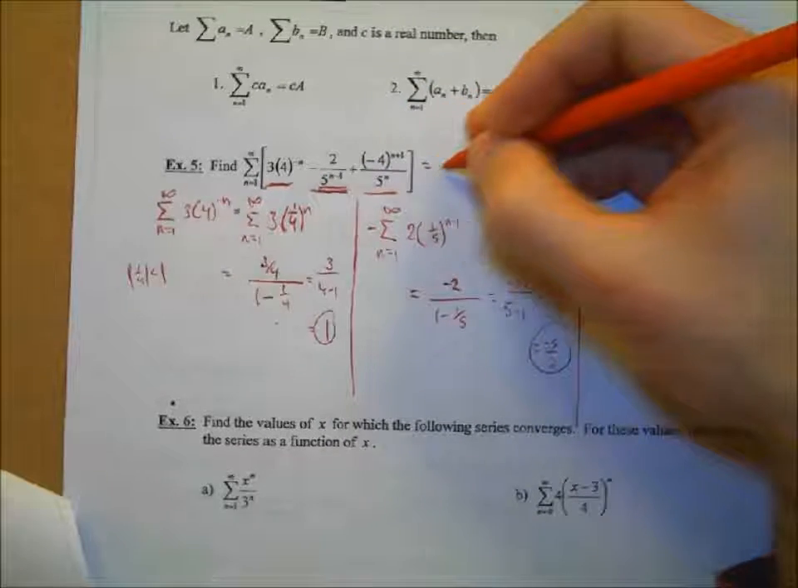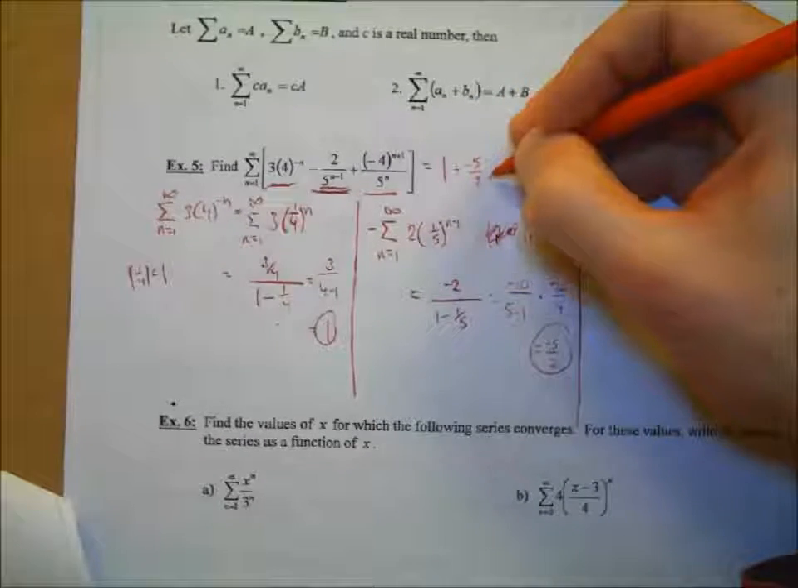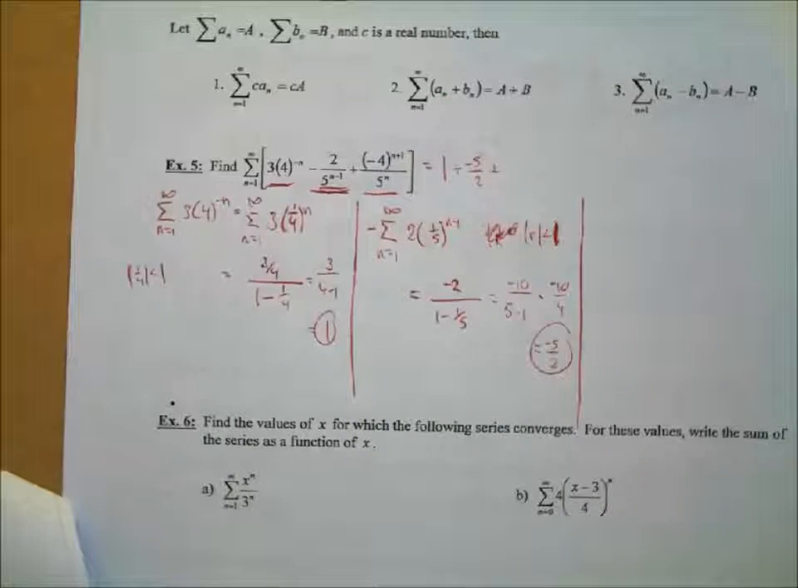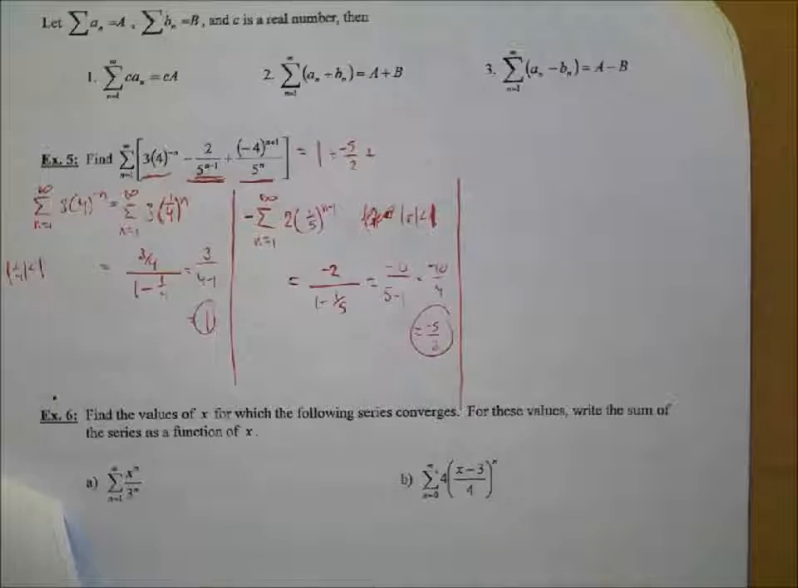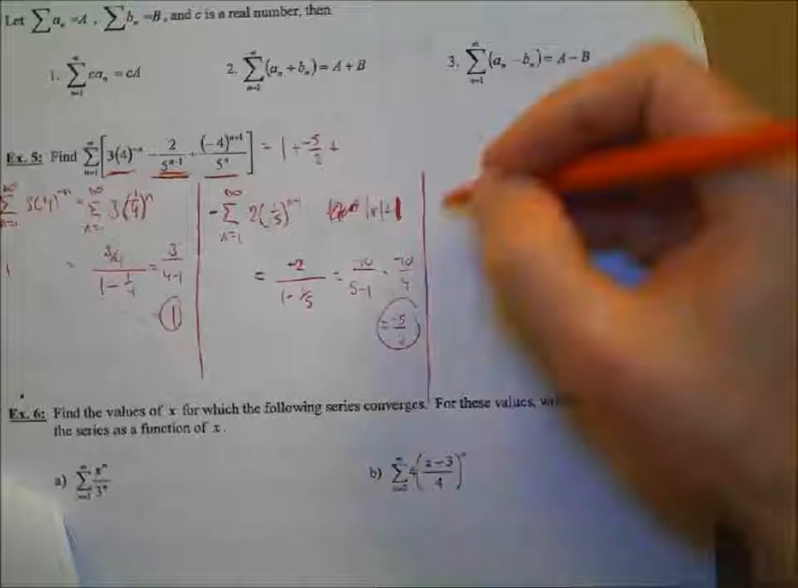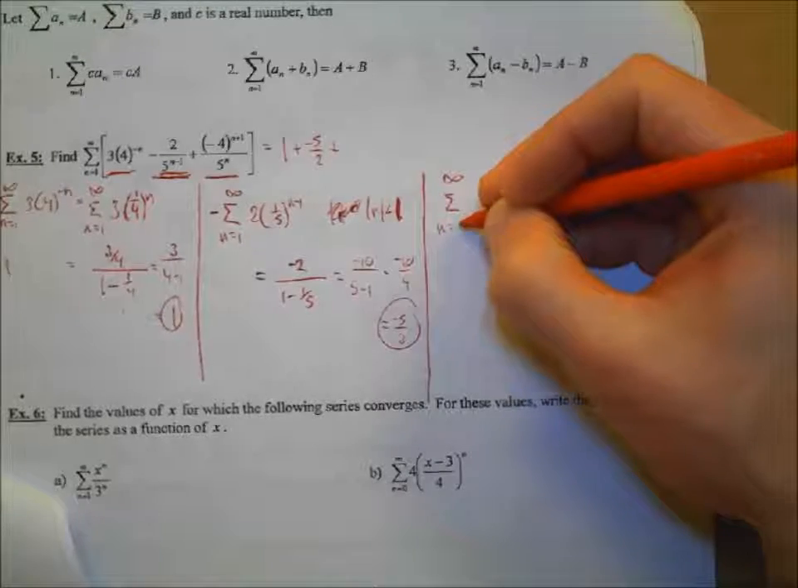So far this thing is going to be equal to 1 plus -5 halves, and then plus, and then we'll put this one here too. So why don't you guys go ahead and find the sum for that last one, okay? And I'll zoom it out here. So go ahead, take like a minute or so.